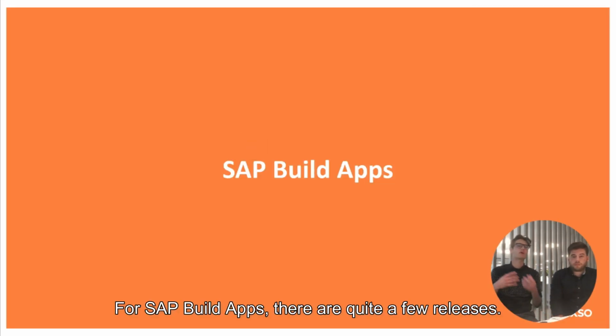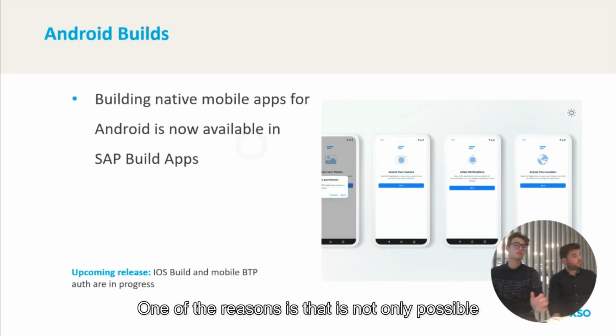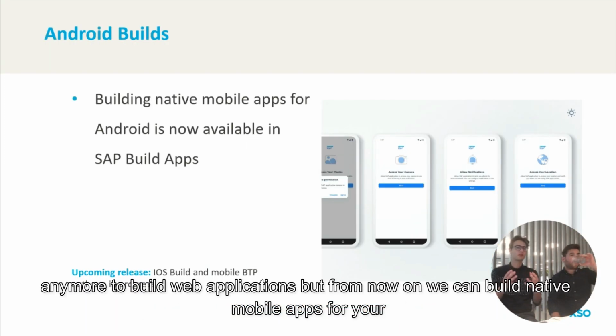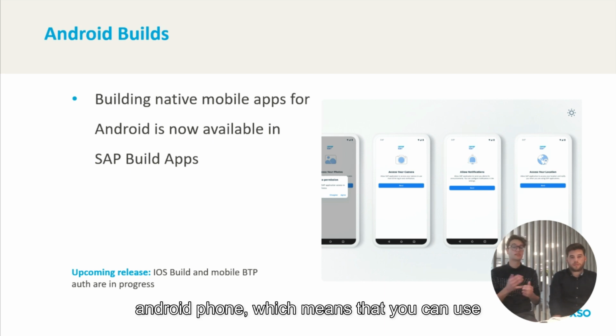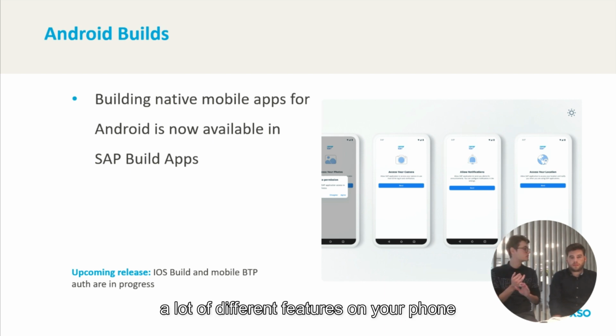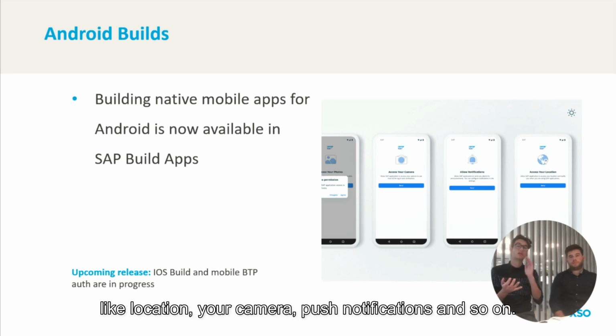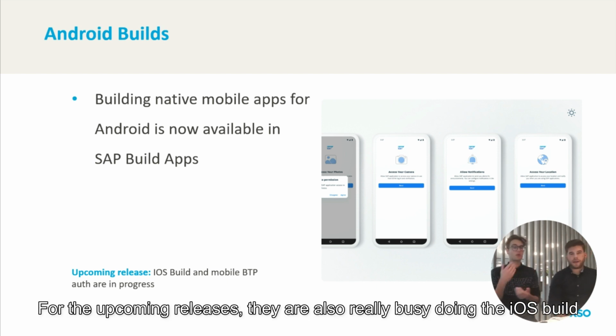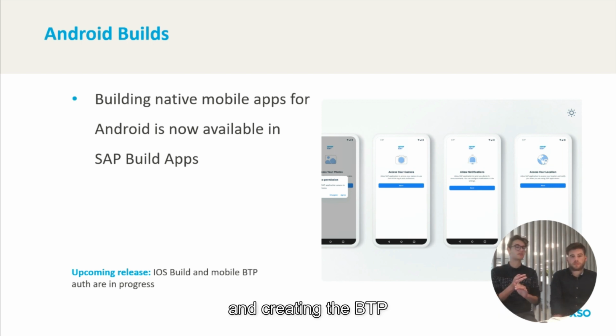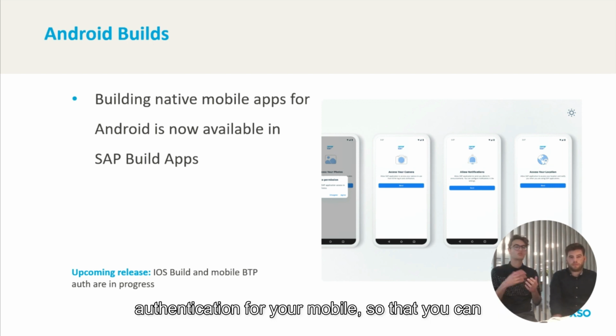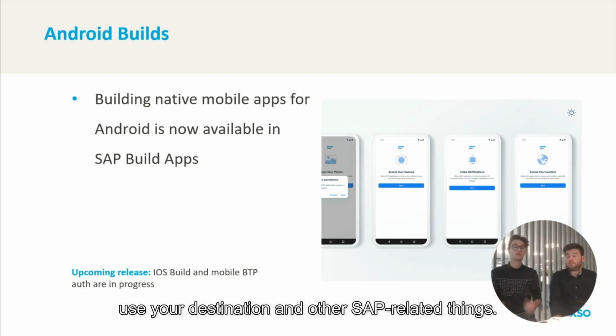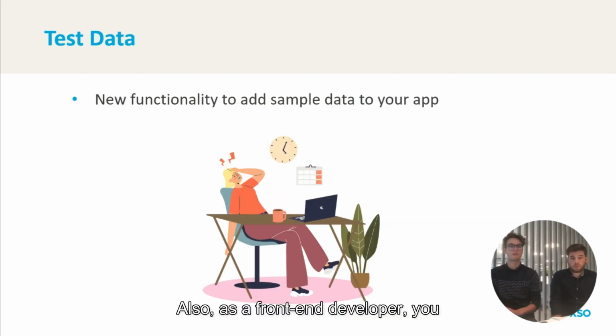For SAP Build Apps, there are quite a few releases. One of the releases is that it's not only possible anymore to build web applications, but from now on we can build native mobile apps for your Android phone, which means that you can use a lot of different features on your phone, like location, your camera, push notifications, and so on. For the upcoming releases, they are also really busy on doing the iOS build and creating the BTP authentication for your mobile, so that you can use your destination and other SAP related things.